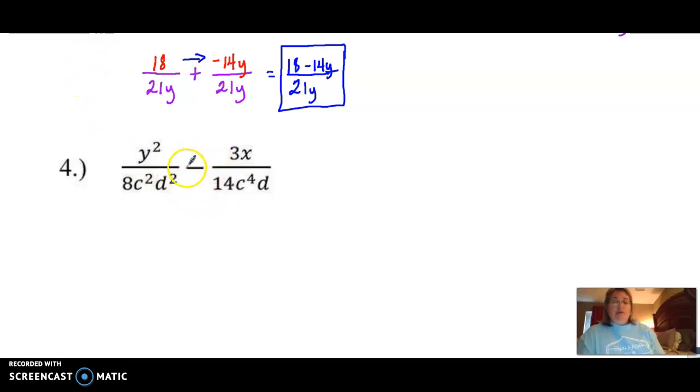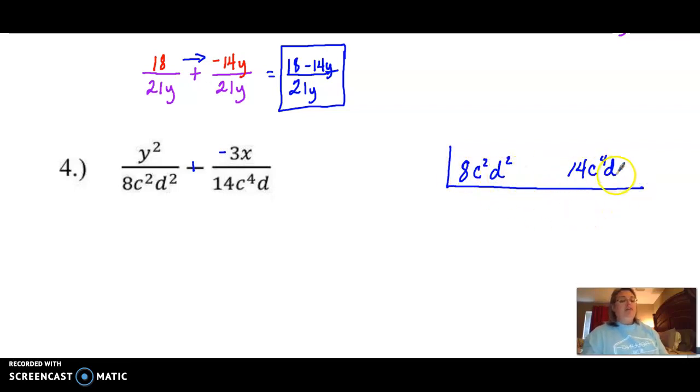So just like I did in the problem before, when you have a minus, I like to make it a plus a negative. So then I make sure that I don't lose that negative and that it stays with my 3. Notice my monomials are larger. I've got more stuff going on. So I have 8c squared d squared, and I have 14c to the 4th d.